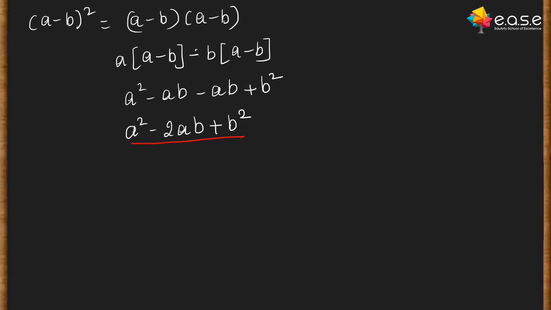This is the expanded form of (a − b) the whole square. This is actually a formula which we have to remember. Every time we are not going to write this entire thing. We have to remember this formula, and whenever we come across such an equation, we are going to use this formula straight away. Okay, let's take one more example here.